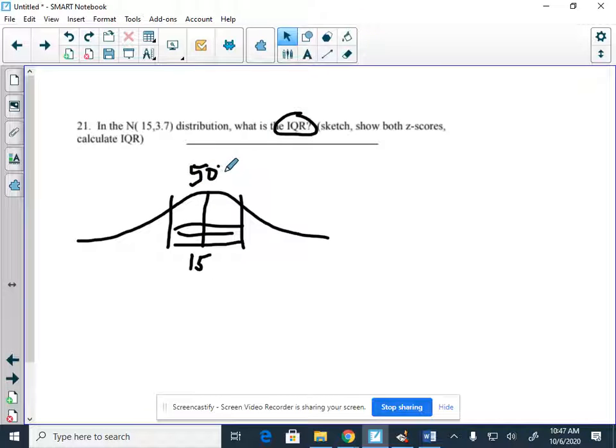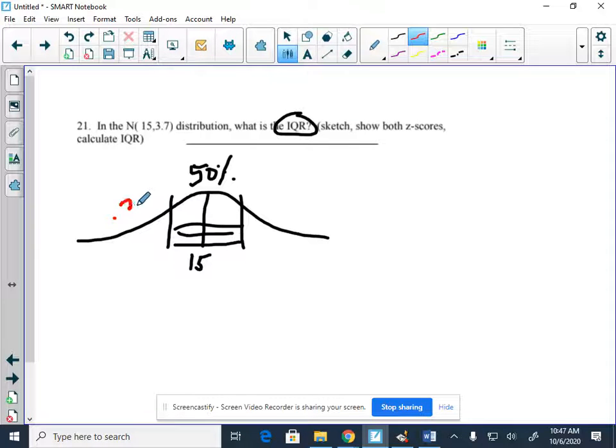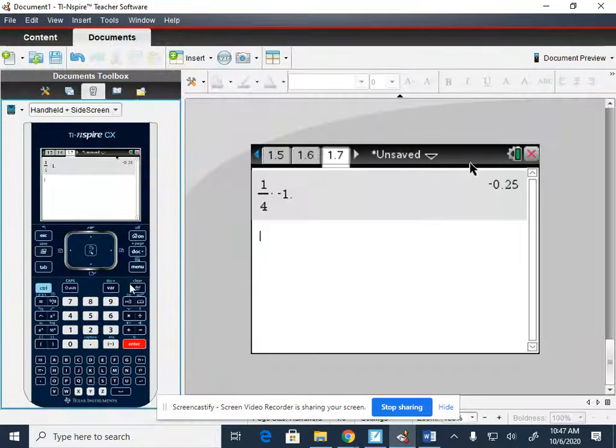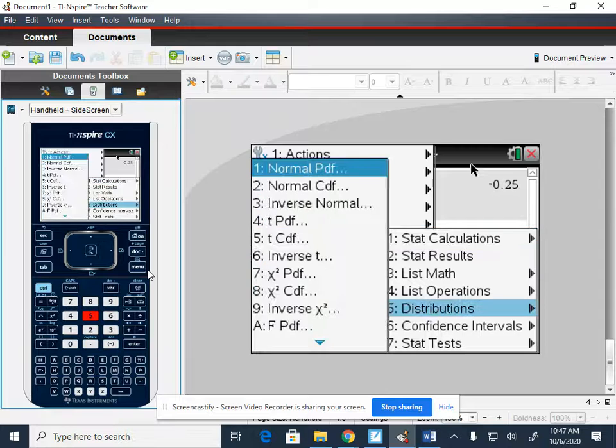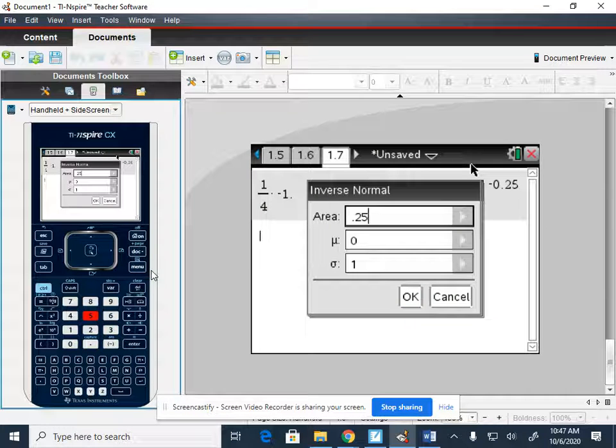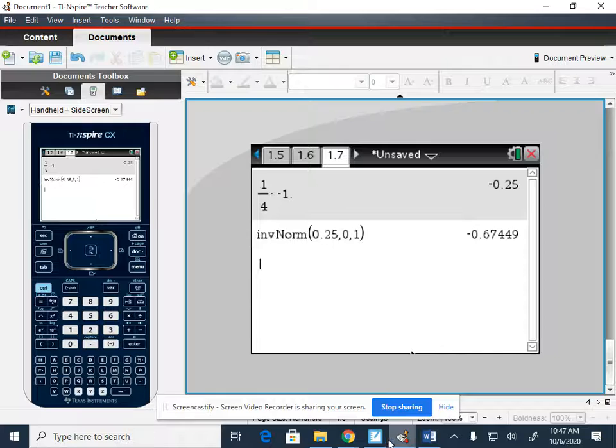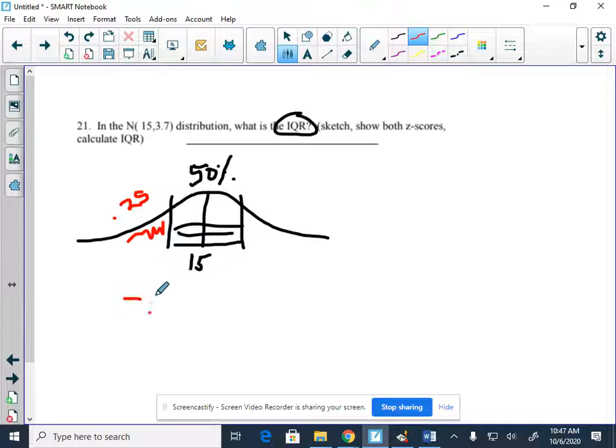So what you want is two numbers. This is always a test question that I put on there. There would be 25% here. So if we use this area in red and we do an inverse norm, we put 25% there, that's going to get us the z-score, which is negative 0.674. I'll keep a couple extra decimals, which equals x, subtract 15. I'm going to call it x. I'm going to call it Q1.